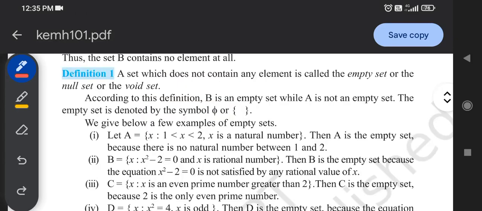Definition: a set which does not contain any elements is called the empty set or the null set or the void set. According to this definition, B is an empty set while A is not an empty set. The empty set is denoted by the symbol phi or open braces, closed braces.